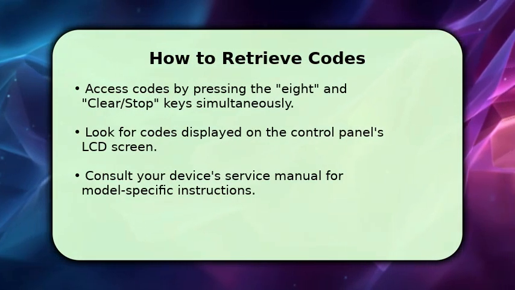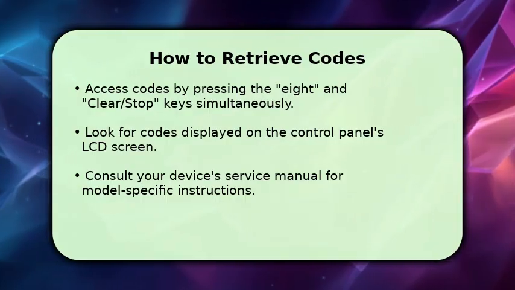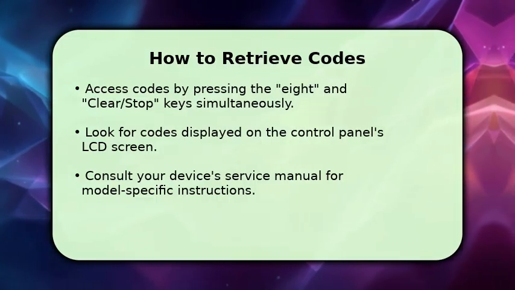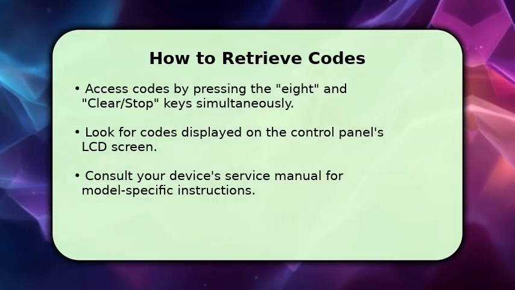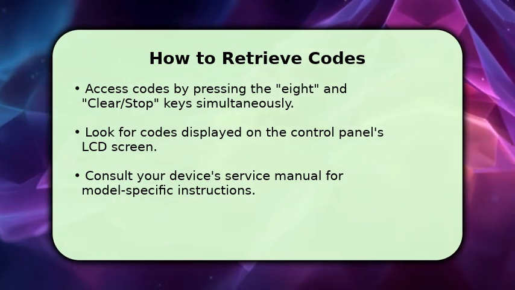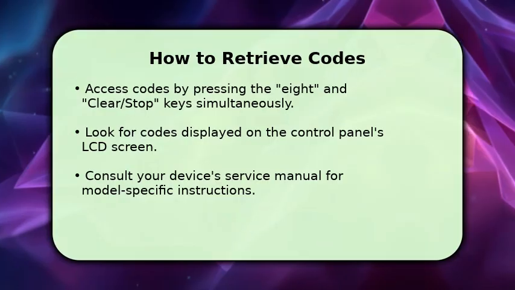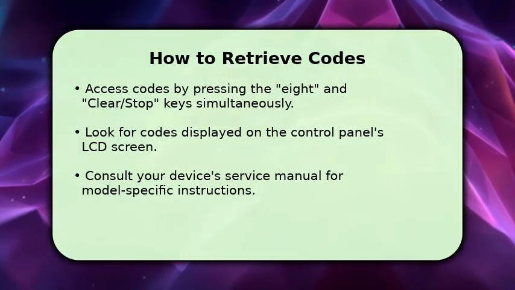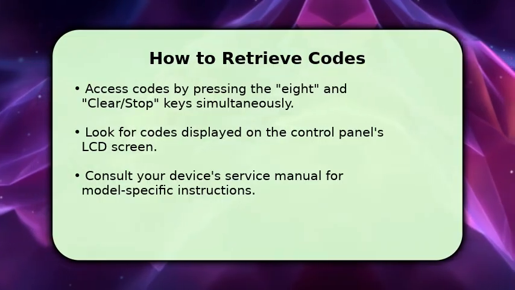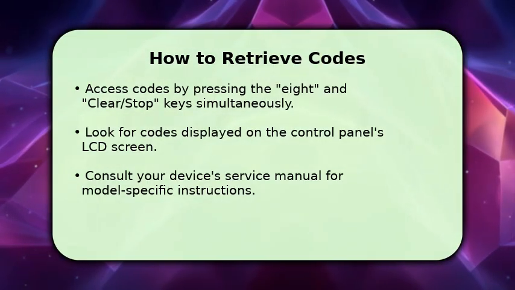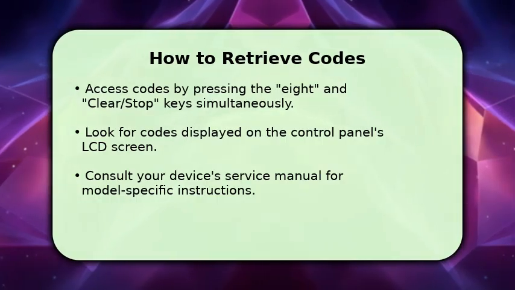Retrieving Toshiba response codes is often straightforward. For many eStudio models, you can access these codes by simultaneously pressing the 8 key and the clear/stop button on the control panel. The code will typically appear on the LCD screen. Always refer to your specific model's service manual for exact instructions, as methods can vary slightly. Some advanced devices also feature dedicated diagnostic modes for deeper analysis.